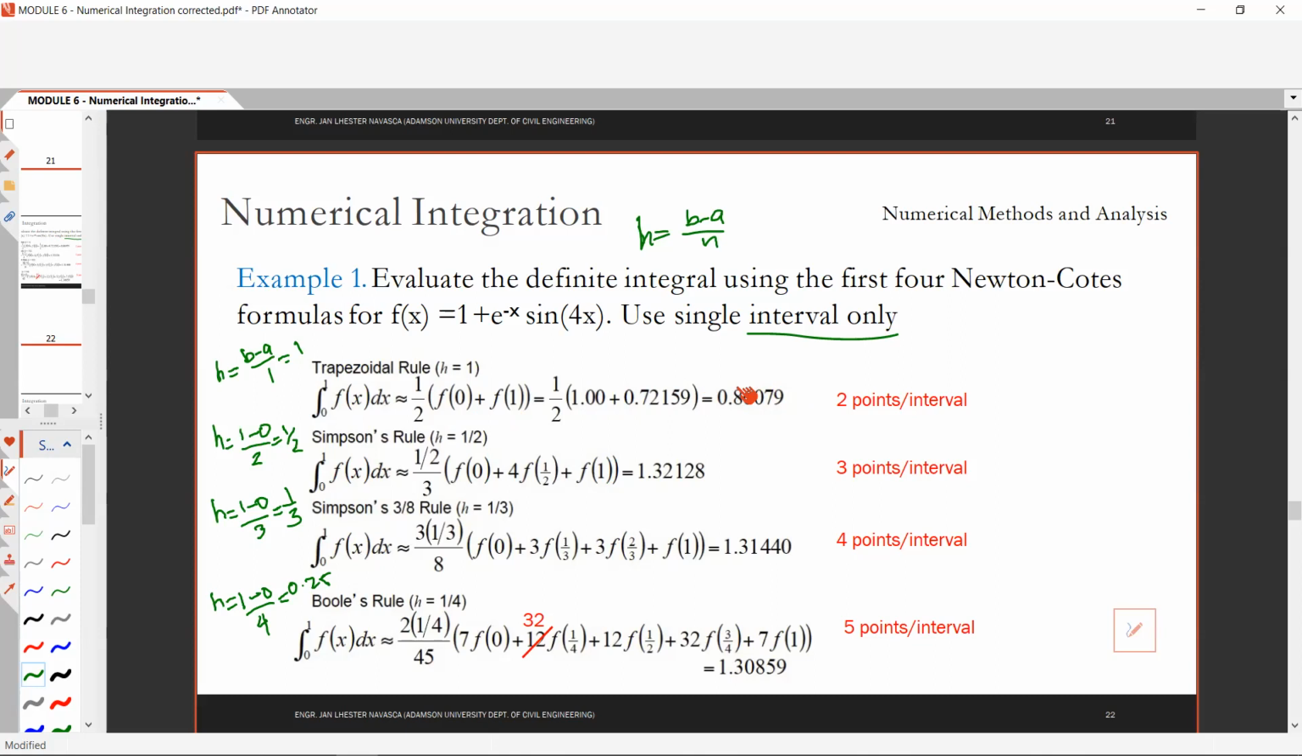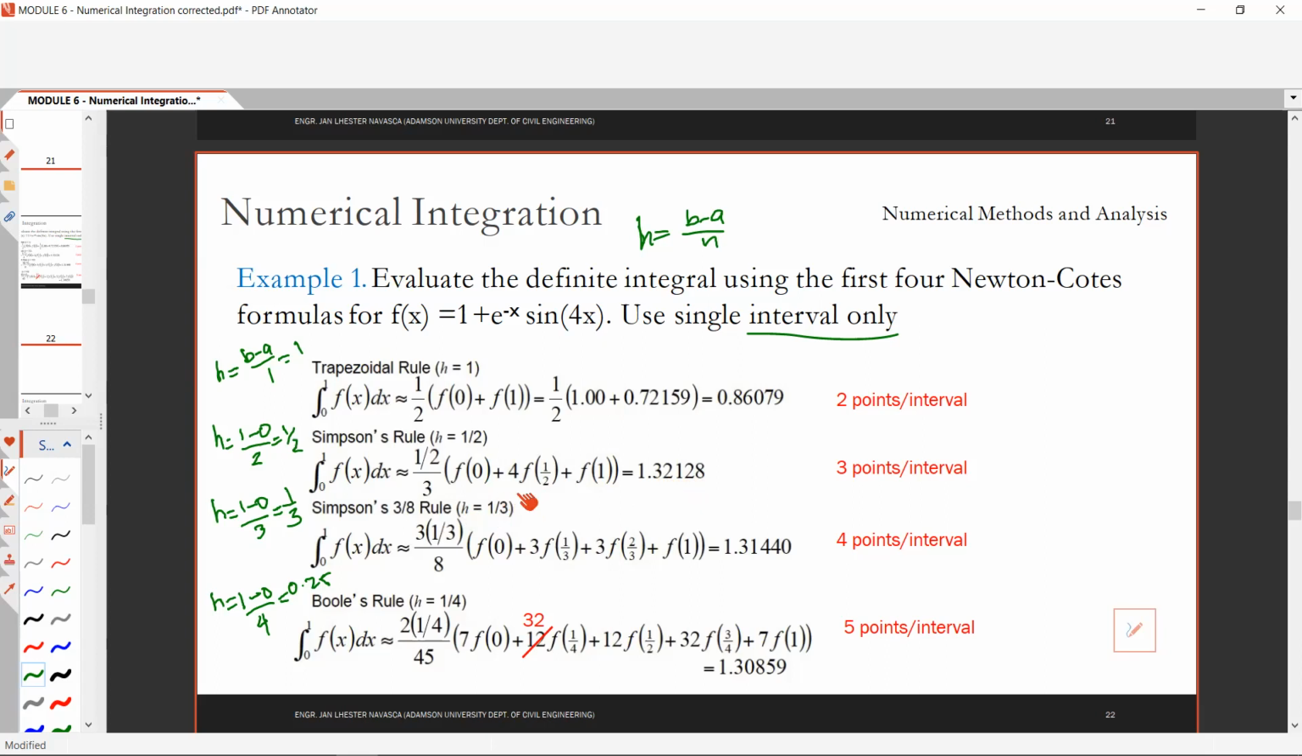Okay? So next is by the Simpson's 1/3 rule, which is yung h natin is 1/2. So 1/2 over 3. Okay, h over 3, f sub 0 plus 4 times f sub 1 plus f sub, yung gitna, yung gitnang height, which is 1/2 na yung points. And the last term is f sub 1. We have 1.32128.